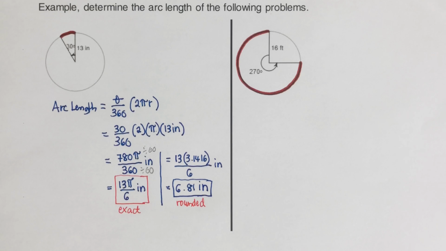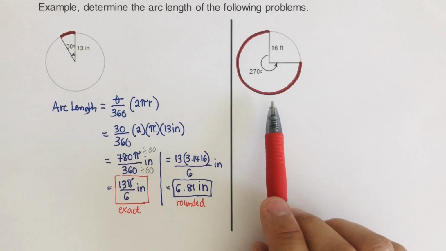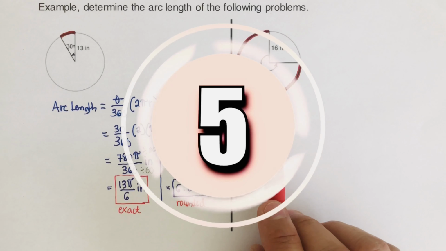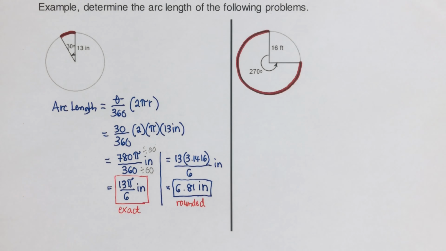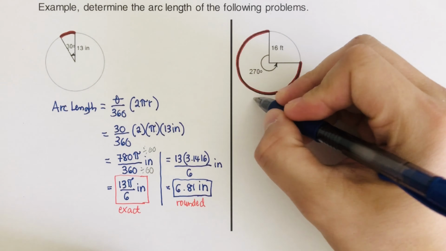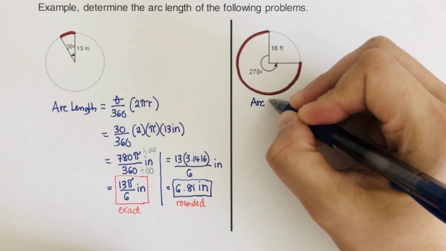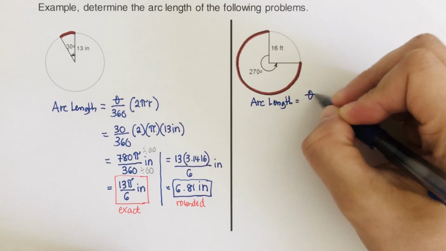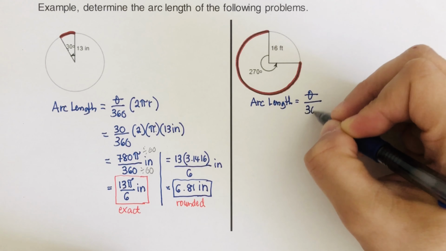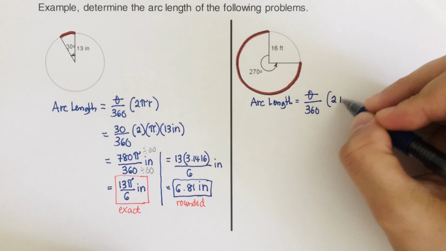At this time, I would encourage you to pause this video and try this problem out on your own. And when you're done, unpause it and check your answer. Okay, so we go over the problem here. Again, the formula for arc length, I'm going to write it up here. Arc length is equal to the central angle divided by 360 times 2 pi r.